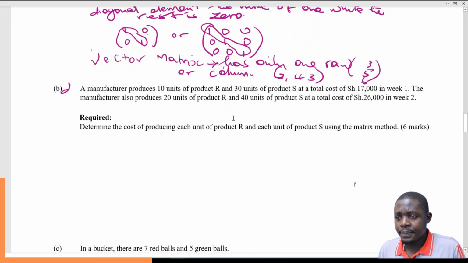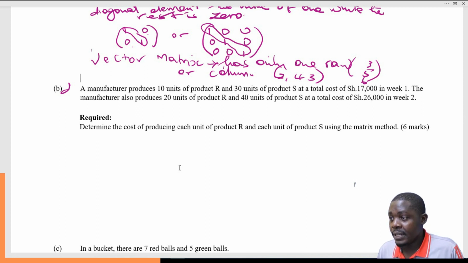Question number B. The manufacturer produces 10 units of product R and 30 units of product S at a total cost of 17,000 in week 1. The manufacturer also produces 20 units of product R and 40 units of product S at a total of 26,000 in week 2. Now we are asked to determine the cost of producing each unit of product R and product S using the matrix method. The first thing here, we are going to present this particular data in form of a simultaneous equation.